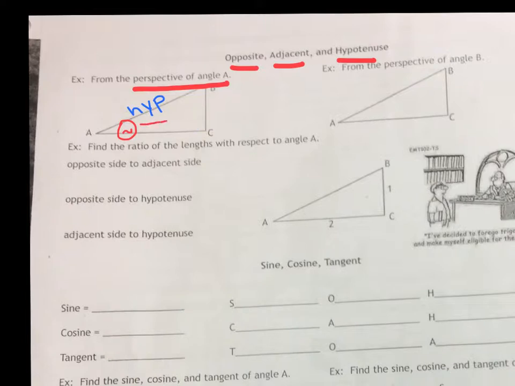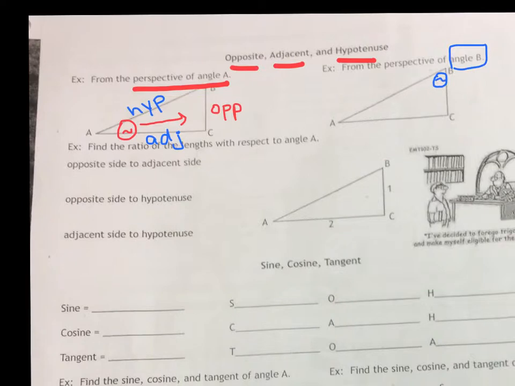So if the angle is here, on the opposite side of the angle would be side BC. Leaving the last side, the adjacent side, which is the side beside the angle, but not the hypotenuse. Then I do the same on the second, but this is from the perspective of angle B.